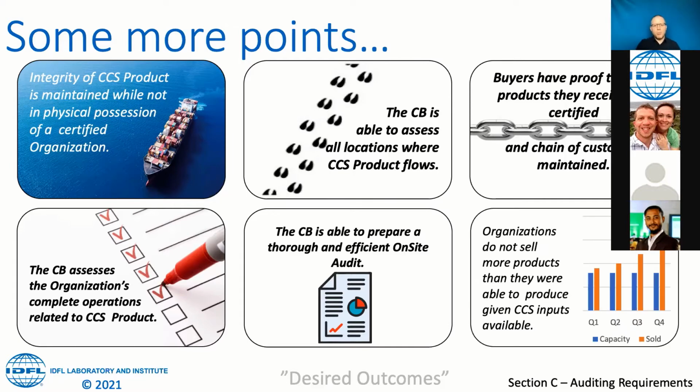Organizations do not sell more products than they were able to produce given the CCS inputs available. So as you can see right here, capacity versus the material sold is not congruent, and this is why you have a mass balance sheet, or the reconciliation.